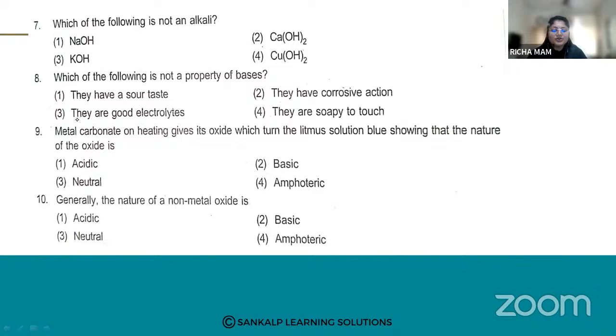What do you mean by alkali, students? Which of the following is not an alkali, they have asked. Yes. What do you mean by alkali? So remember that alkali is what?